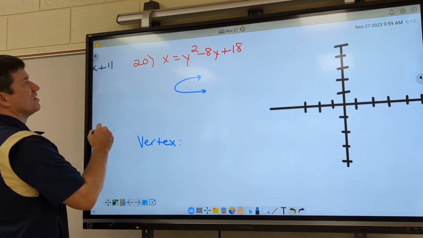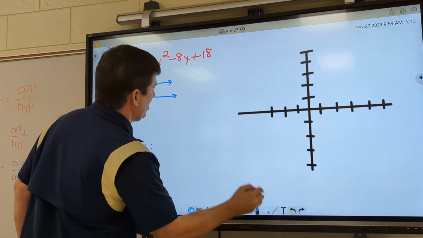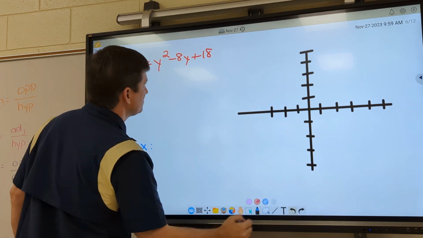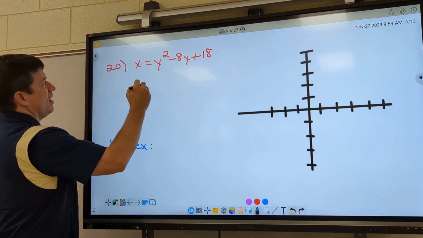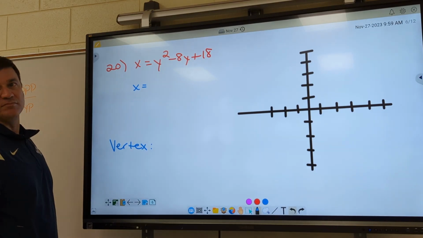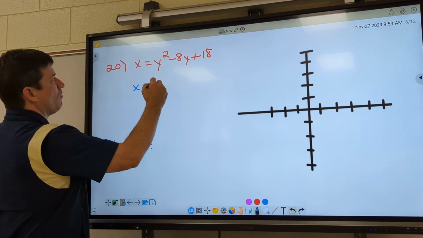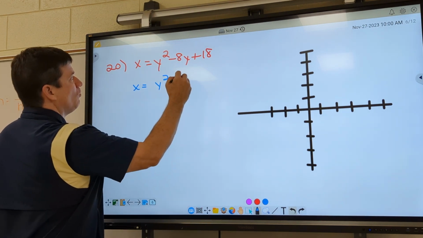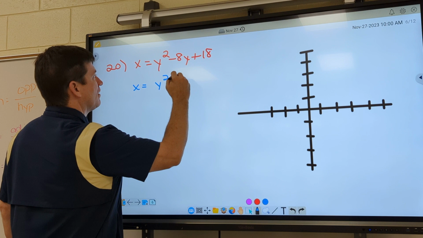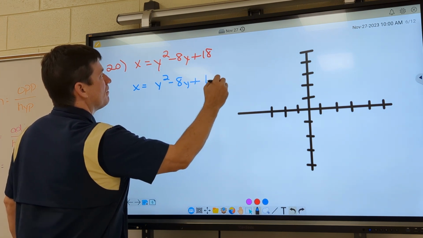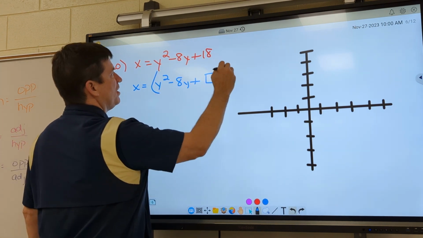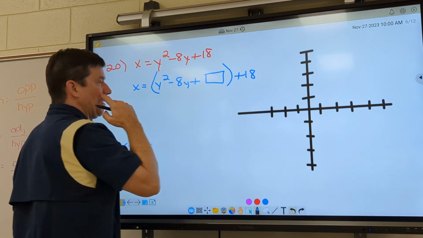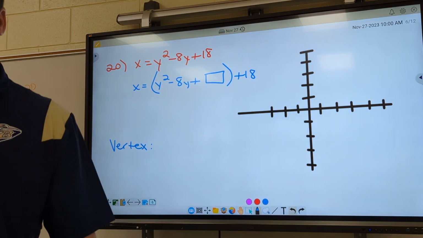All right, so let's start off doing it the same way, and let's see if we notice something's different. First step, make your group. Same way we did all the other ones. Make it y squared minus 8y, then your box. Just move down that plus 18 out of the way. Same thing we did on the front.